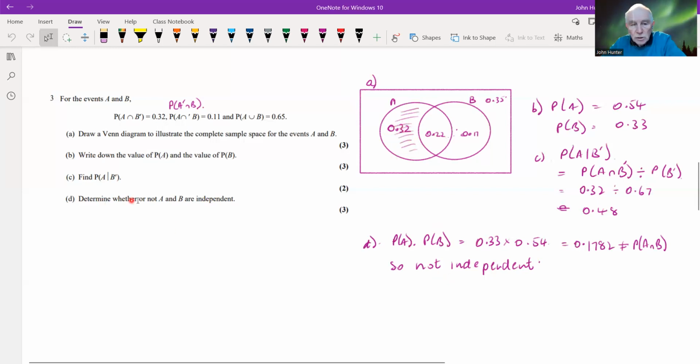And finally, determine whether or not A and B are independent. Right, what have we done? Probability of A times probability of B. Well, we've calculated those above. That comes to 0.33 times 0.54, which is 0.1782. The probability of the intersection of A and B is this bit here, 0.22. Well, it's clearly not the same as 0.1782. So therefore, these two events are not independent.